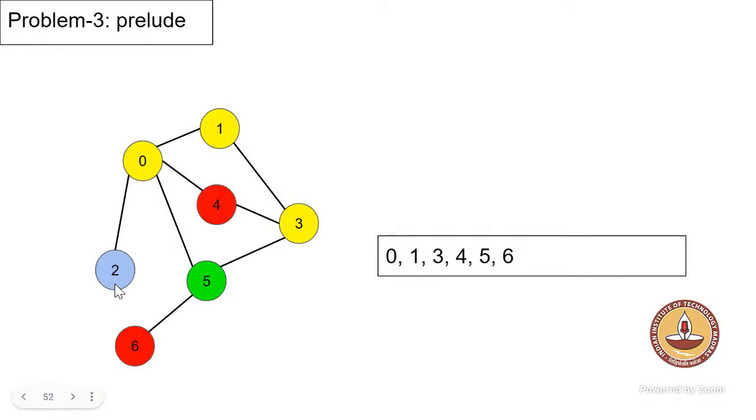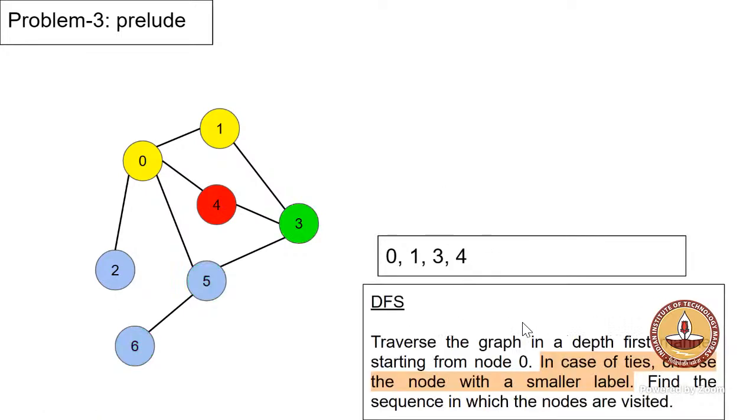So what we will do here is traverse the graph in a depth first manner, starting from node 0. Like every time, this need not be the case; we can start from node 4 also, and then traverse in the depth first manner. If some tie occurs, we will choose the smaller node.